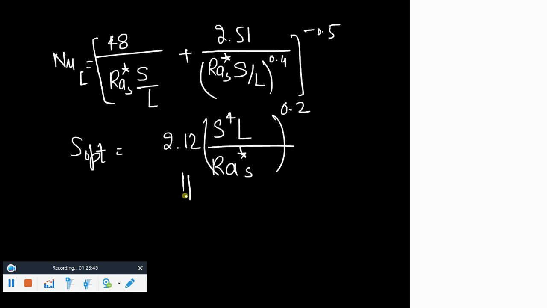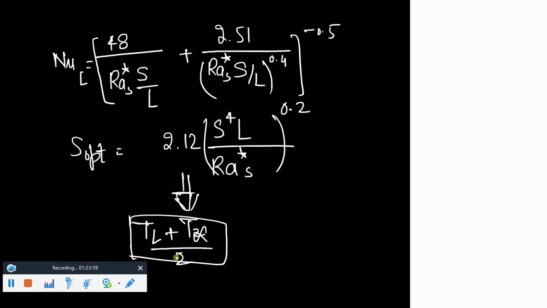Okay, and in this case, once you find out the heat transfer rate, all the fluid properties should be measured at TL plus T infinity divided by 2. This is the temperature where all the fluid properties should be measured.